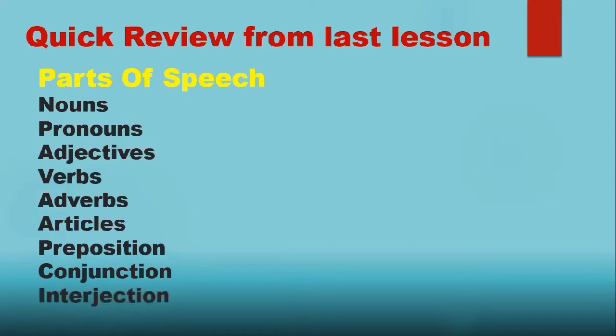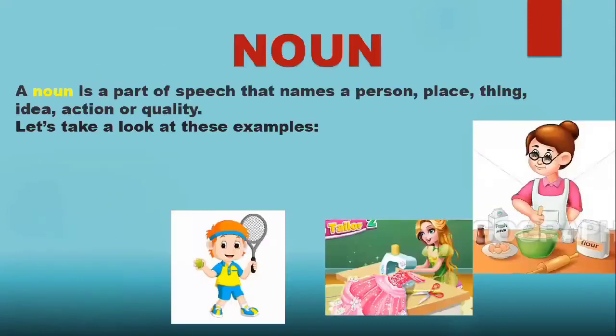And the last one is interjection. An interjection is a word that shows emotions. It actually gives expressions, feelings to your words. If I'm saying, wow, or, oh no. So you remember all the parts of speech now? Okay. So let's begin with today's lesson.